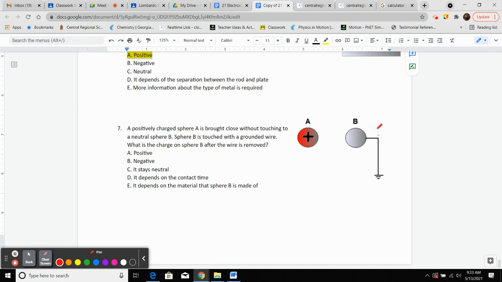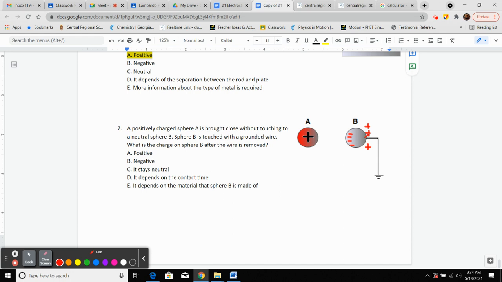So let's pretend like the wire is not there first. So a positive charge is here. What side should be negatively charged? The left side would be, right? The electrons would be attracted to this positive charge, which would leave this side over here positively charged. Does that make sense? Okay.